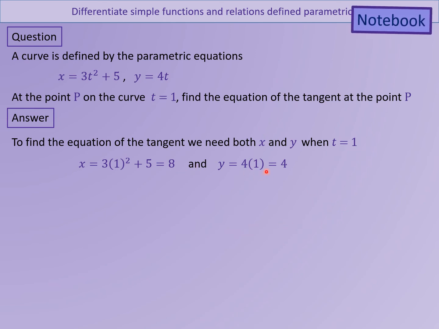I could just use these 2 points. What else do I need? I need the gradient. So that's what I'm going to do next. I need the gradient function so I can work out the gradient at any given point. How do I work out the gradient? I'm going to use the chain rule.